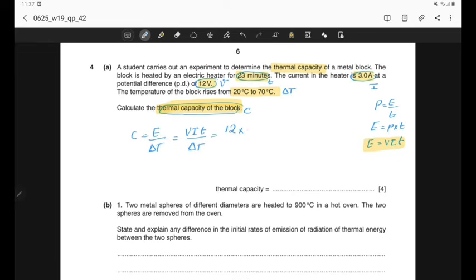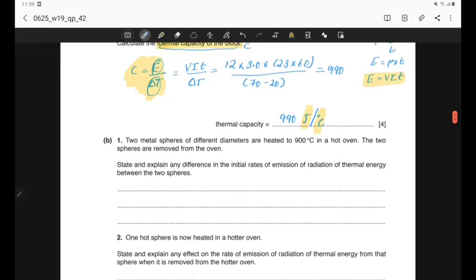Voltage is 12, current is 3 ampere and time is 23 minutes. So 23 minutes into seconds, 23 times 60, divided by change in temperature, that is 70 minus 20. And the answer is 990 with the unit joule per degree Celsius. If you have confusion with the unit, look at the equation. Thermal capacity is energy over temperature, so the unit is joule over degree Celsius.